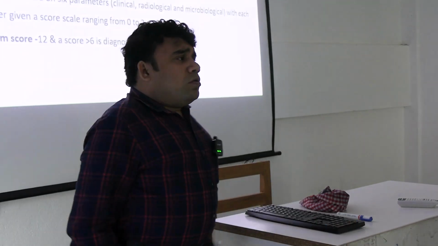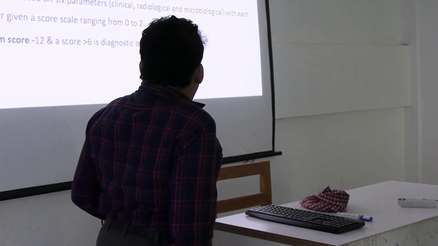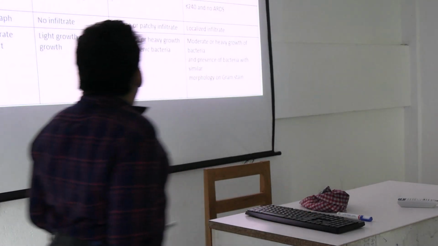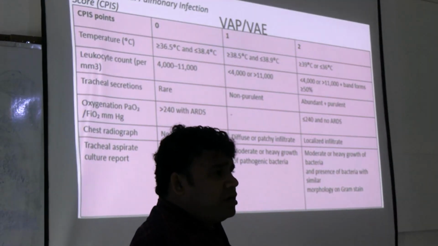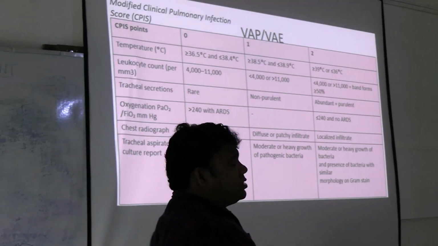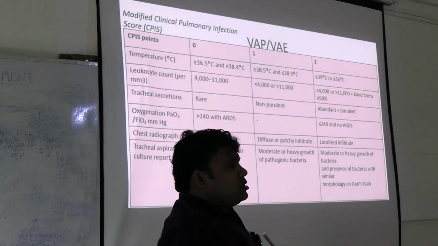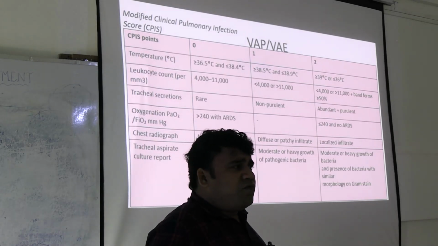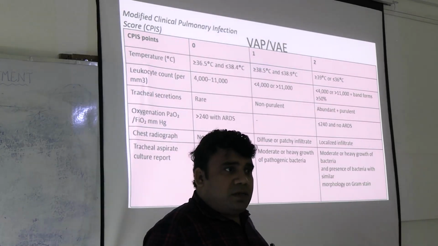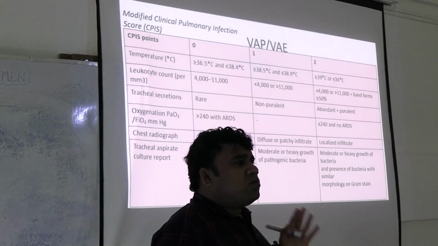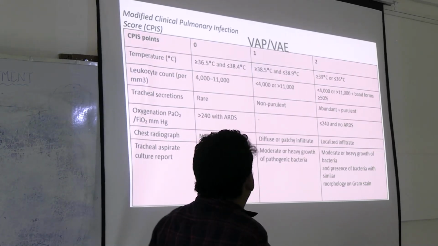Now, I will not go into the specificity of all these things, but I will show you this chart. This is called as the modified clinical pulmonary infection score or CPIS score. This score is used for diagnosis of ventilator associated events. No need to memorize, try to understand what it entails.